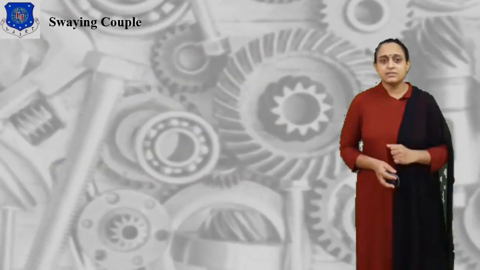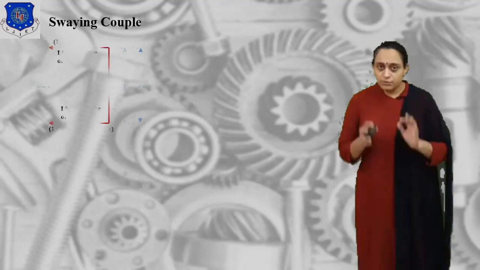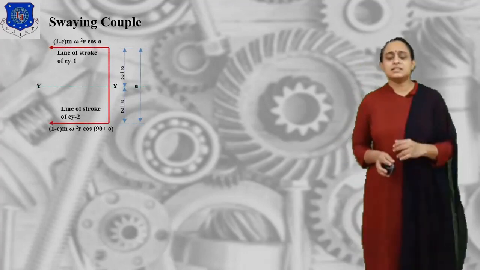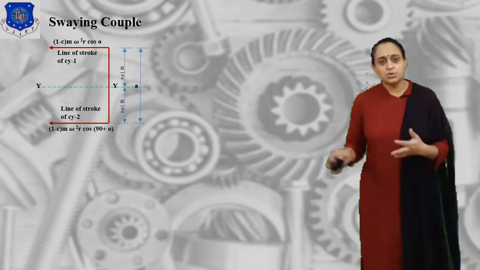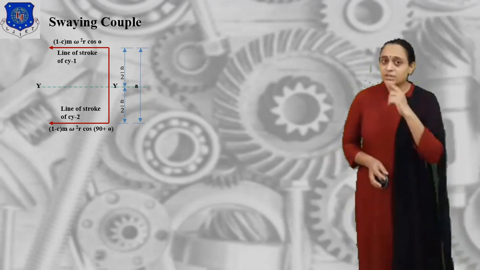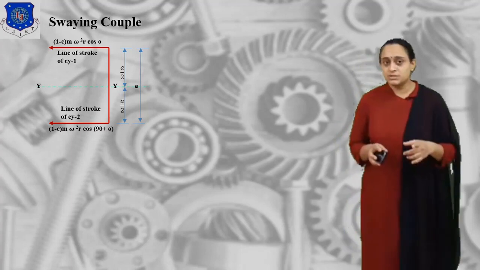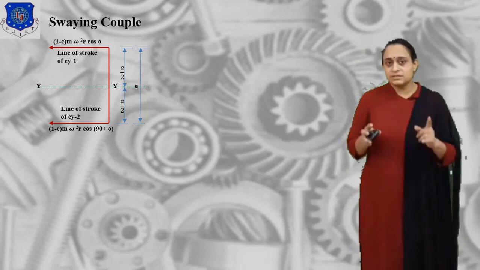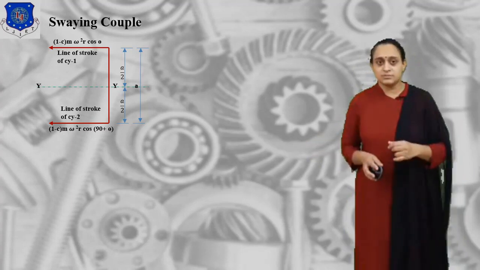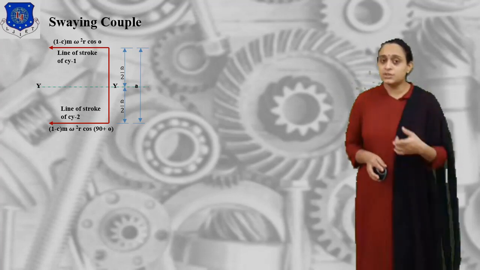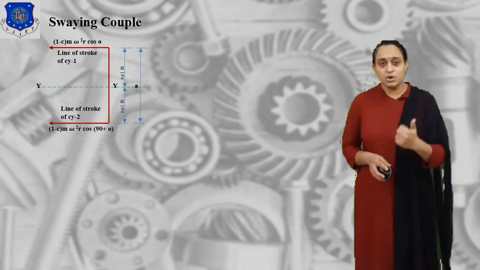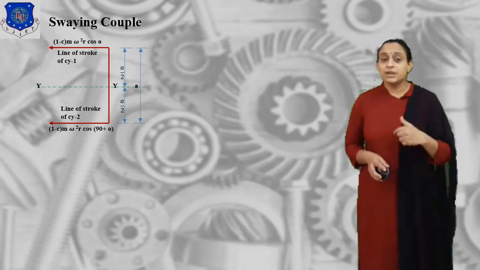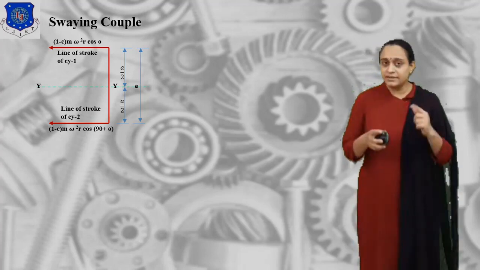Now, let us take the swaying couple. For this swaying couple, let us see this diagram: line of stroke of cylinder 1, line of stroke of cylinder 2. Along the line of stroke of cylinder 1, there is a force (1 minus c) m omega square r cos theta. Along the line of stroke of cylinder 2, the other force is (1 minus c) m omega square r cos (90 plus theta), because both the cranks are at 90 degrees.